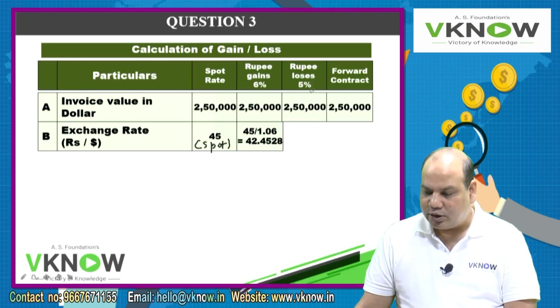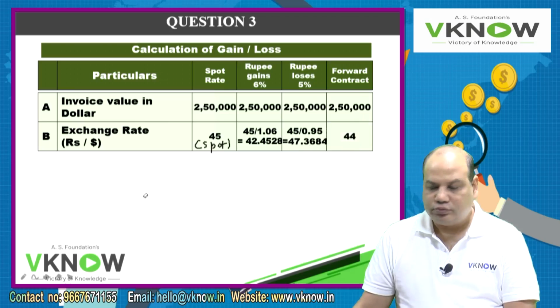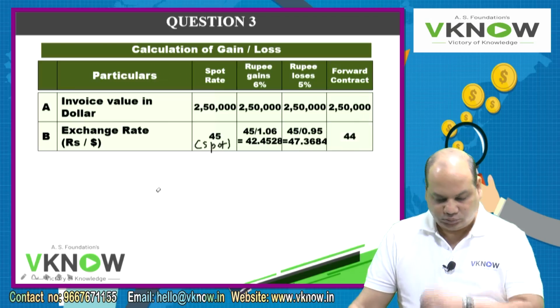42.4528. Similarly here, rupee loses means dollar gains. So the revised rate will be 45 divided by 0.95. Kindly check the answer. 47.3684. Forward rate is 44.